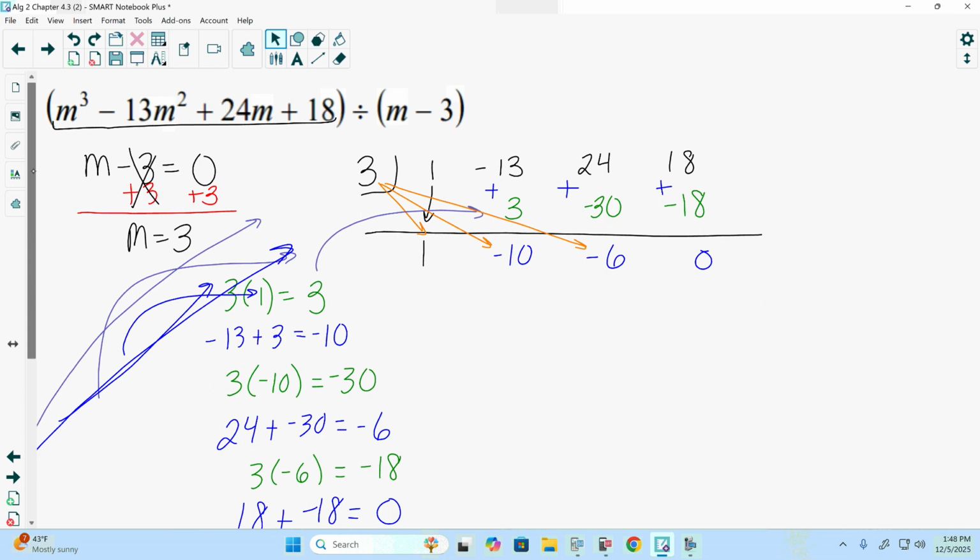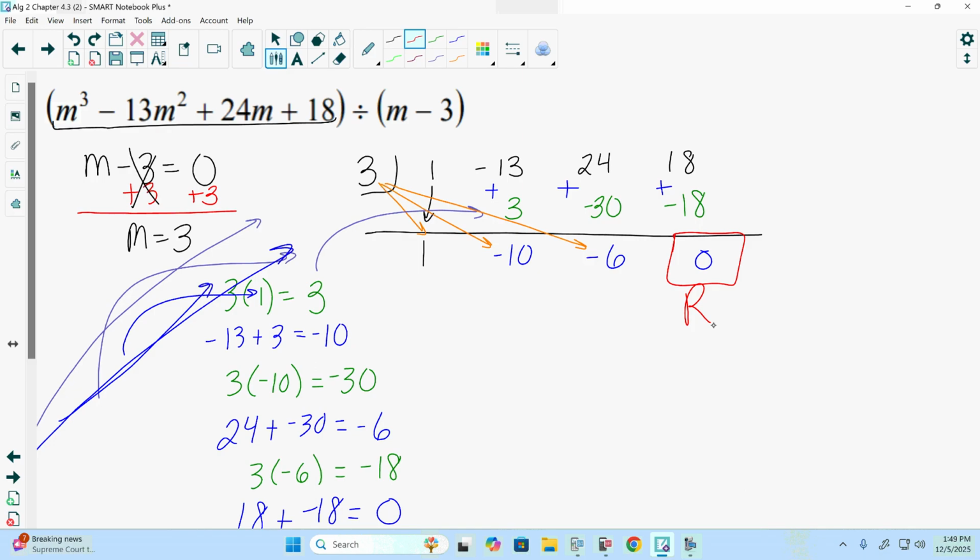I'm just moving most of those arrows out of the way so we can look at what's under the line. Now, the degree of what we divided this by, our m minus 3, is a degree 1, because the biggest exponent attached to the variable is 1. Our remainder is going to be 1 less than that degree, so degree 0. It's just a number. Since we're dividing by 2 terms, our remainder should have 1 term. And in this case, since it's only 1, the last number below the line is our remainder.